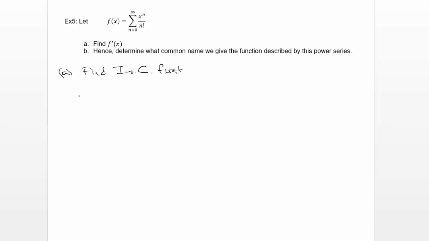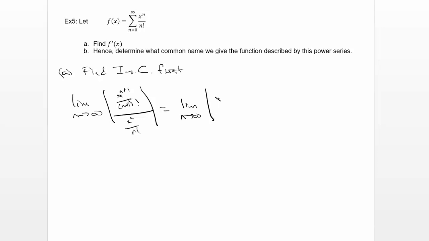So the ratio test tells us how to do that. It's the limit as n approaches infinity of the n plus first term over the nth term. Which is this limit as n approaches infinity of x to the n plus 1 over x to the n times n factorial over n plus 1 factorial.